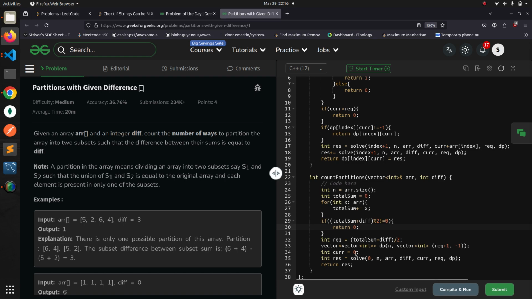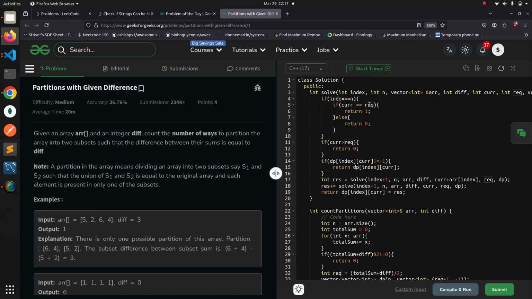So the required sum will be total sum plus difference divided by 2, as discussed, and we will be using a vector dp of size n because we will be passing the index we are currently on and the current sum, where the maximum current sum will be the required sum plus 1. So dp is initialized with size n cross required plus 1, with minus 1 as the initial value. We will call the solve function with 0 as the current index, the array, n, difference, current sum which will be 0, required sum, and dp.